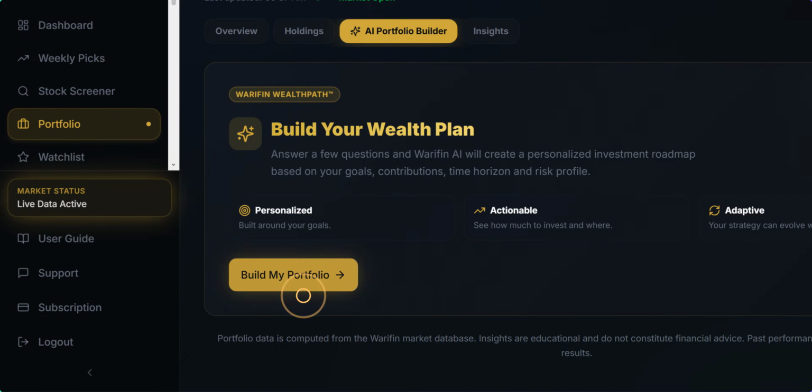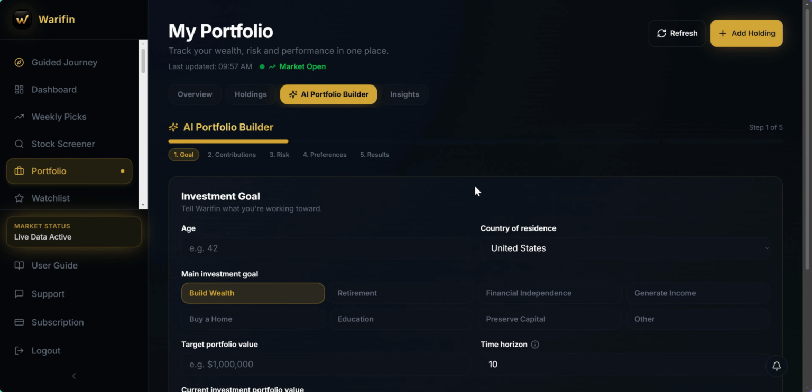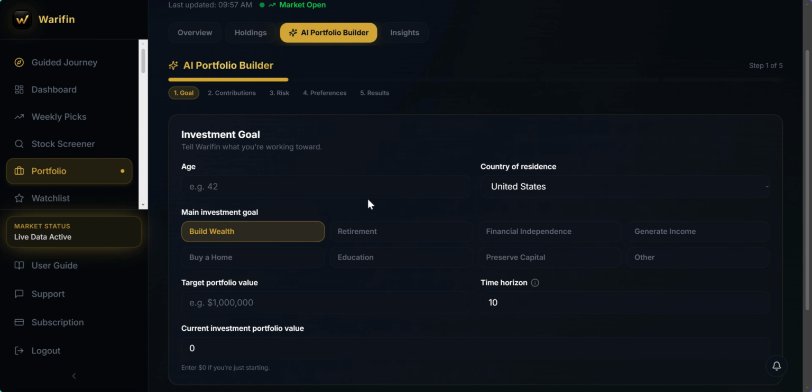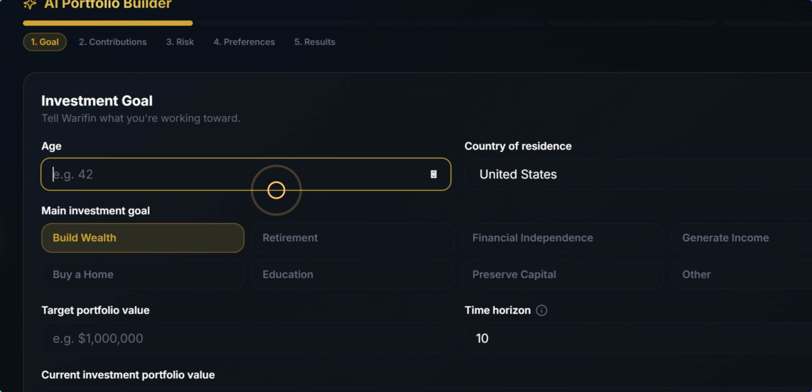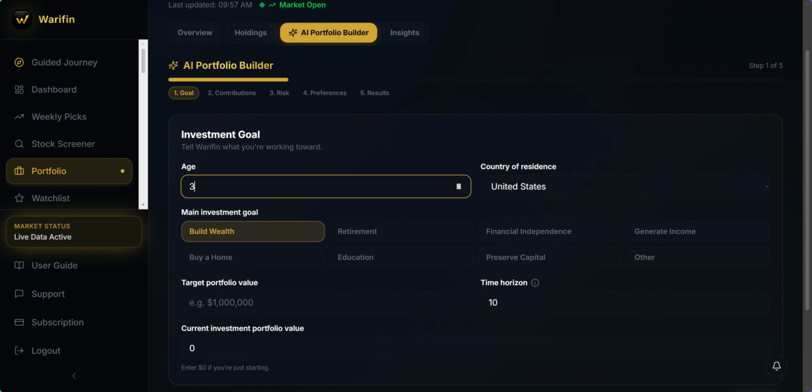Selecting Build My Portfolio launches the interactive questionnaire that gathers our baseline details. The first section focuses on basic demographics and objectives to align the portfolio's general direction. Setting your age helps the system establish an appropriate time horizon for long-term growth. The system needs to verify your country of residence to ensure all tax and regulatory guidelines are met.